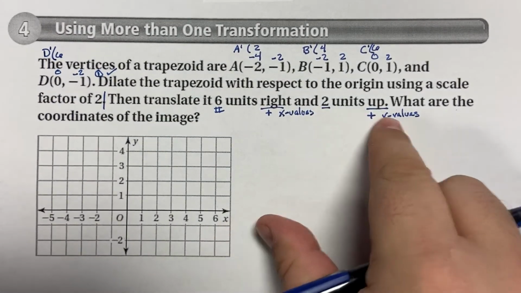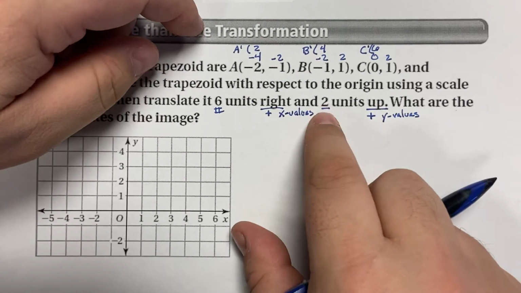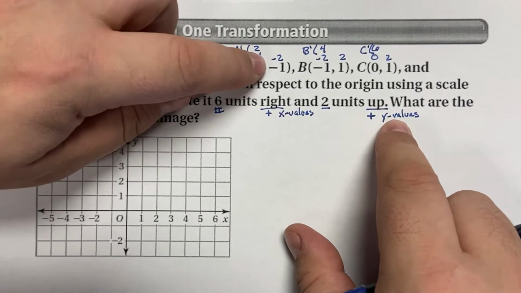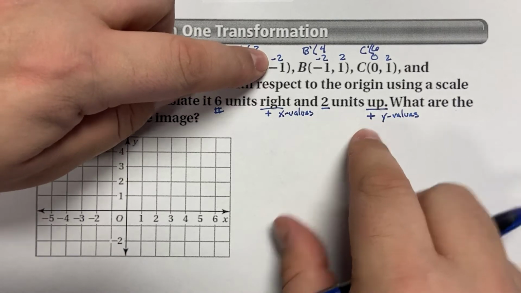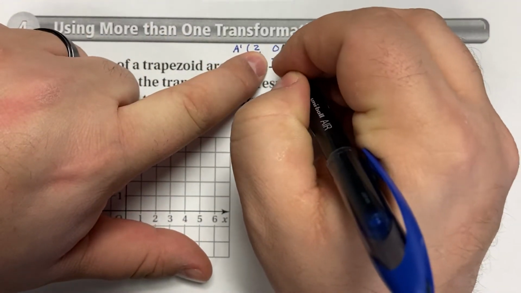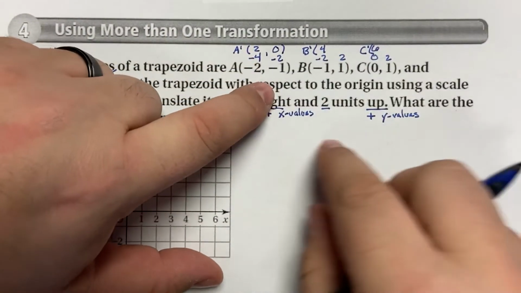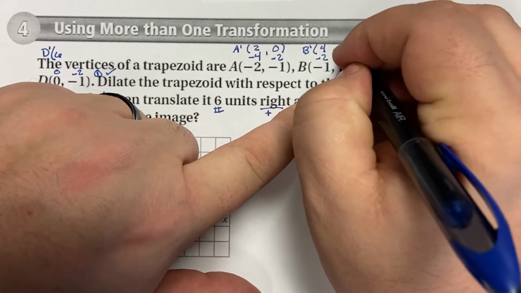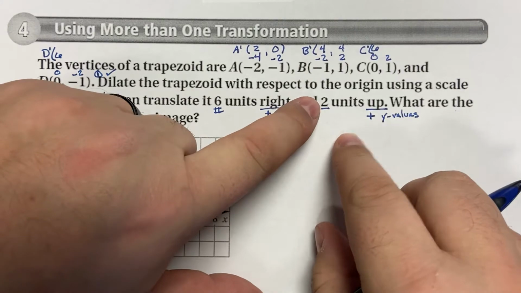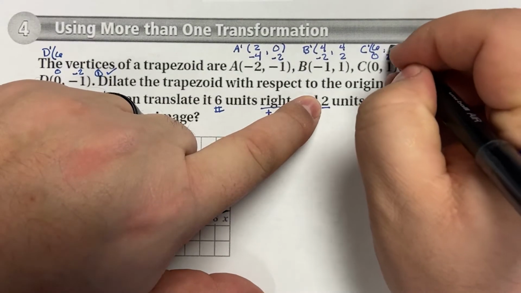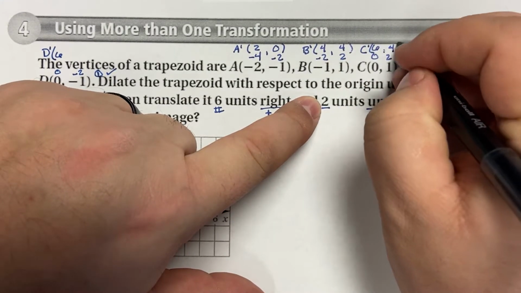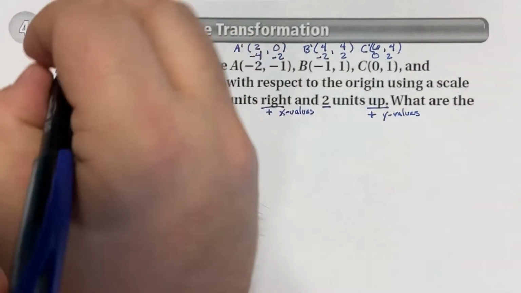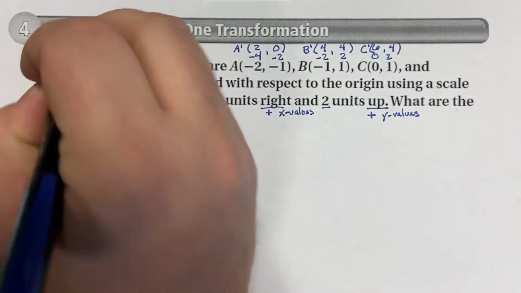We've still got to go 2 units up. So I'm going to take this 2 and I'm going to add it, because it's positive, to each y value. So 2 plus negative 2 is 0. Then 2 plus 2 is 4. 2 plus 2 is 4. Oops, forgot to close that one. And 2 plus negative 2 is 0.